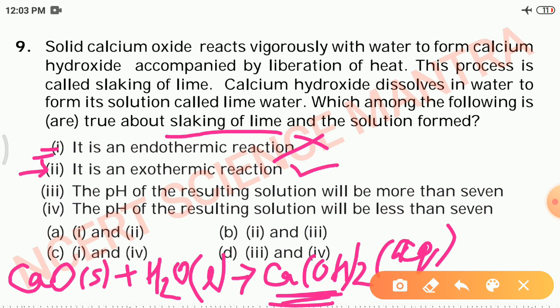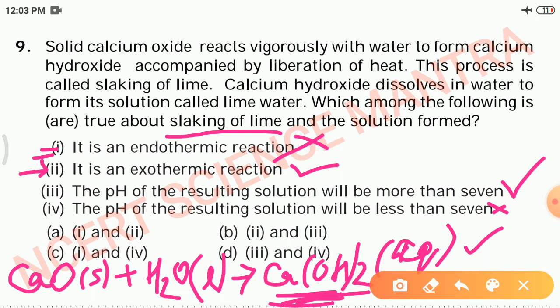Third is, the pH of the resulting solution will be more than 7. Yes, in the resulting solution, there is the formation of calcium hydroxide, which is a base, and the pH of the bases is 7 to 14, means more than 7. This statement is also correct. Fourth, the pH of the resulting solution will be less than 7. Less than 7 means acid. It is not an acid. So this statement is also wrong.